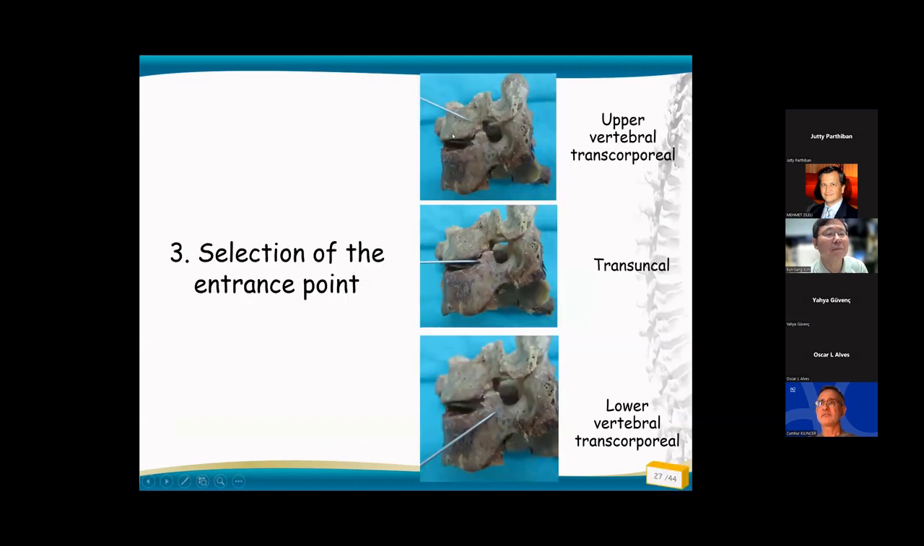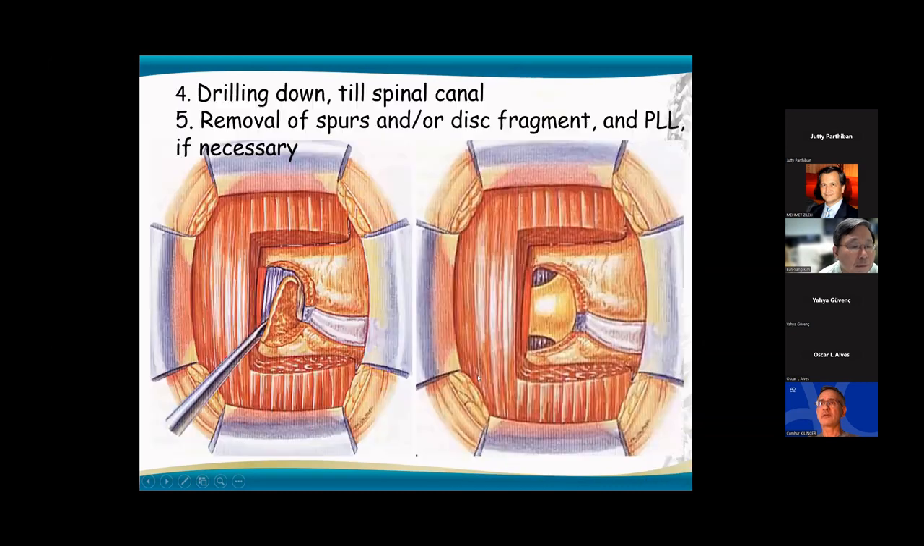And this is the area. If your skin incision is above, you need to drill the superior vertebra, or here, or here. All of them are okay. And after drilling, you need to resect the posterior cortex, then the osteophyte, and you need to see the root directly.